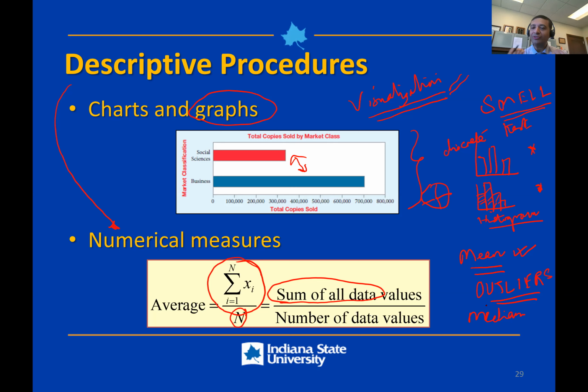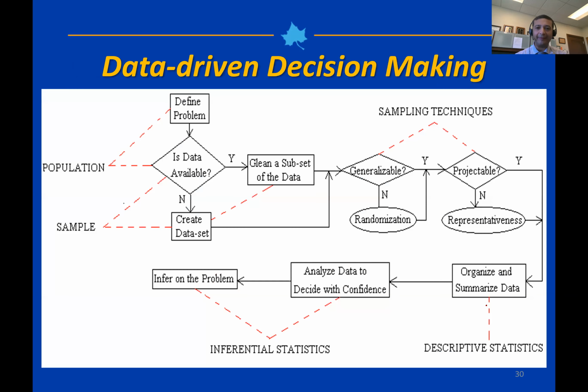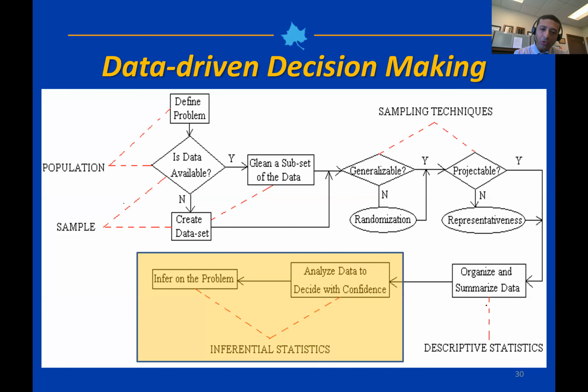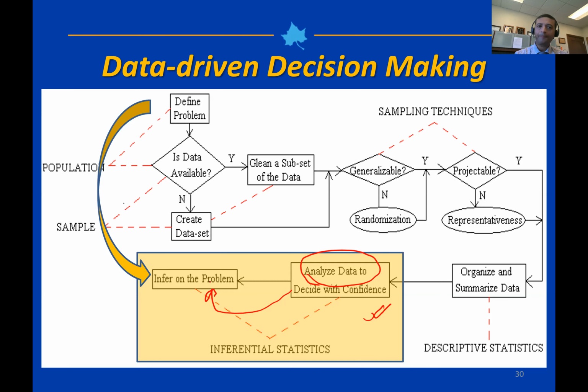It gives you a smell test. It gets you ready to understand what kind of statistical test you want to perform on the data set. And so once that is in place, then you look into what we define as inferential statistics. This is where you want to analyze data to decide with confidence, and based off of that analysis, you want to infer to the problem. That's where you close the loop.